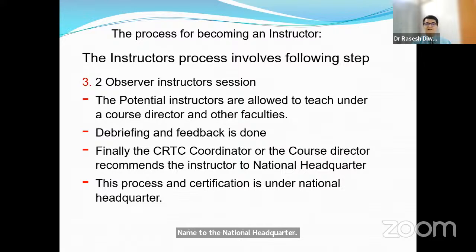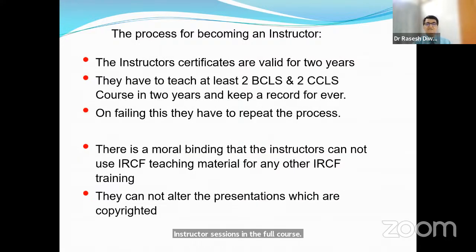Now, certification of faculty is always through the national headquarters, and once on the guidelines from the CRTC coordinator, the potential candidates who have done 1 or 2 observer instructor sessions in the full course are certified as a faculty. Now, these instructor certificates are valid for 2 years. They have to teach at least 2 BCLS and 2 CCLS courses in 2 years and keep a record forever. And this record helps us for renewal of their certification after 2 years. On failing this, they have to repeat the process. And they may have to undergo the TOT or maybe have to undergo the provider course.